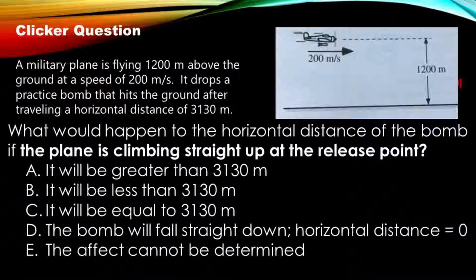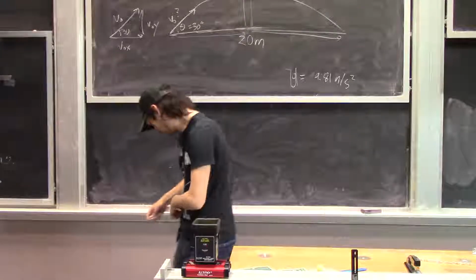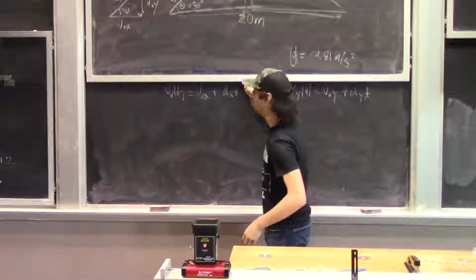Next one. Okay, there it goes. Now what's going to happen if the plane is flying at a lower altitude? So instead of being at 1,200 meters, we have it at 1,100 meters. What is going to be the distance that this is going to travel? Should it be greater than, less than, equal to? Will it fall straight down? Or the effect cannot be determined. Okay.